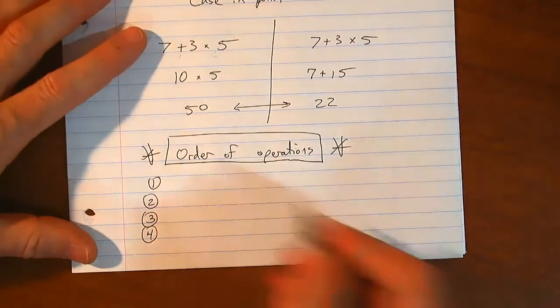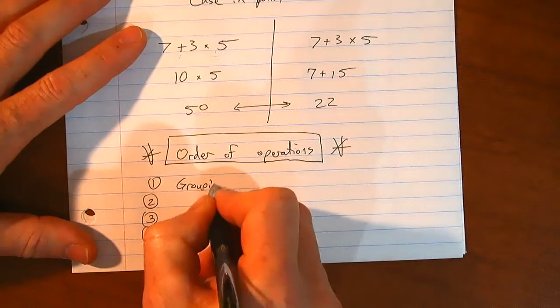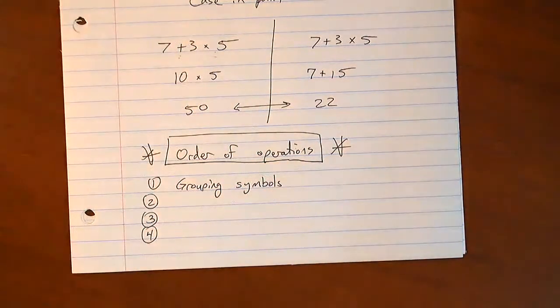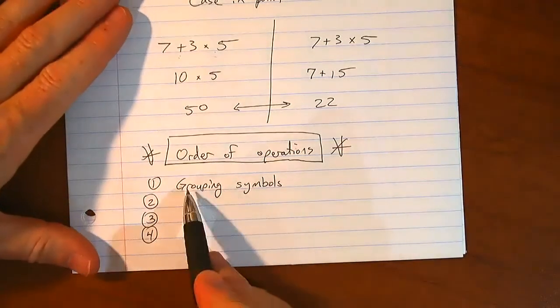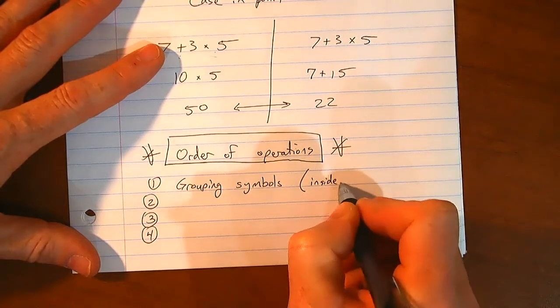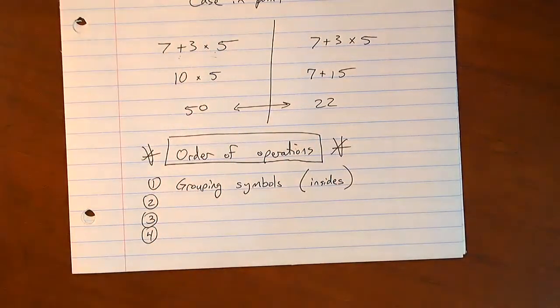The first thing that you always do is grouping symbols. Now, if you've studied this before, you might have learned that the first step was parentheses. I don't teach that because there are some very bad things that can happen if you focus too much on the word parentheses. A parenthesis is one kind of grouping symbol, and so the better way to talk about this is just grouping symbols. And specifically, we're going to simplify whatever is inside the grouping symbol.